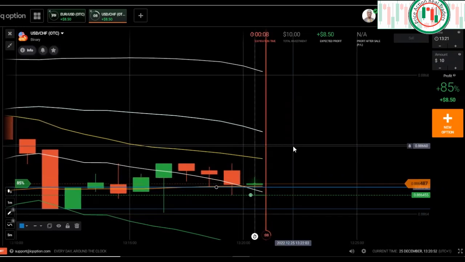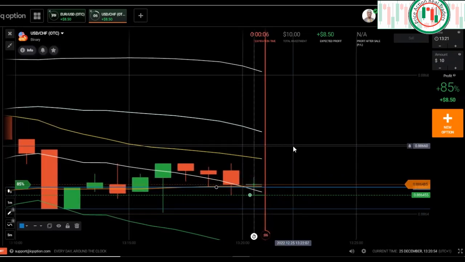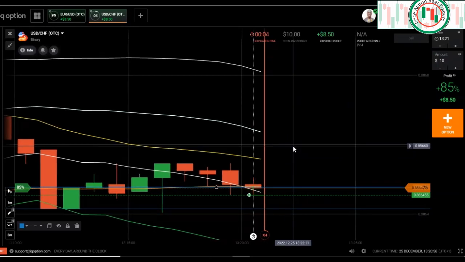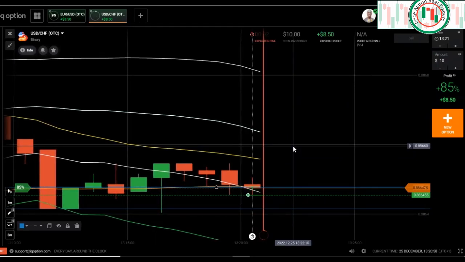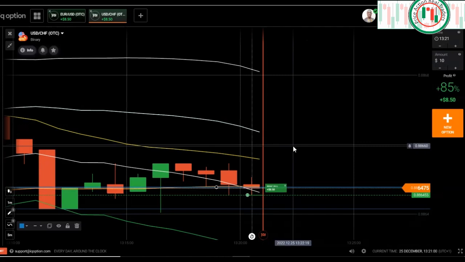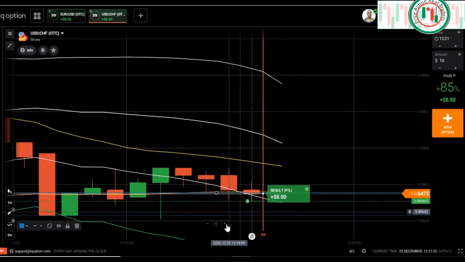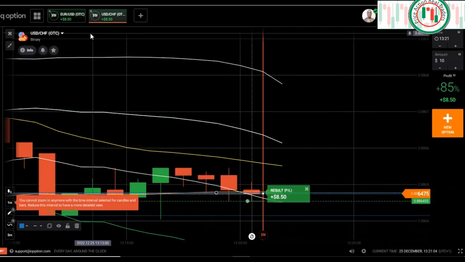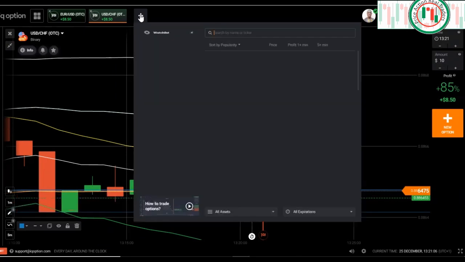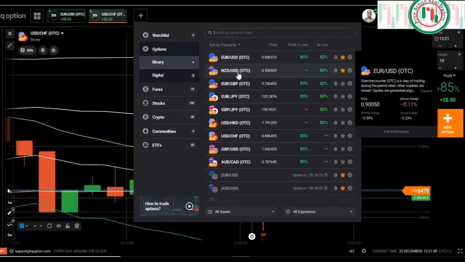See, the market is trying to close above the 50 EMA. The market is doing some panic, but it is a winning trade because of my good entry point. Let's see. So let's check another one.